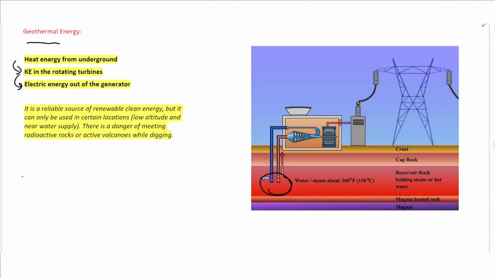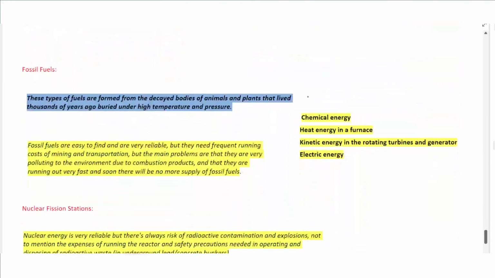But it is very dangerous because you can encounter radioactive materials while digging, or an active volcano. As for biofuel, or biomass, instead of digging underground, we burn some animal waste or dead plants or dead bodies of animals just to generate the heat that will boil the water and then convert it to steam. But it is the same scheme.